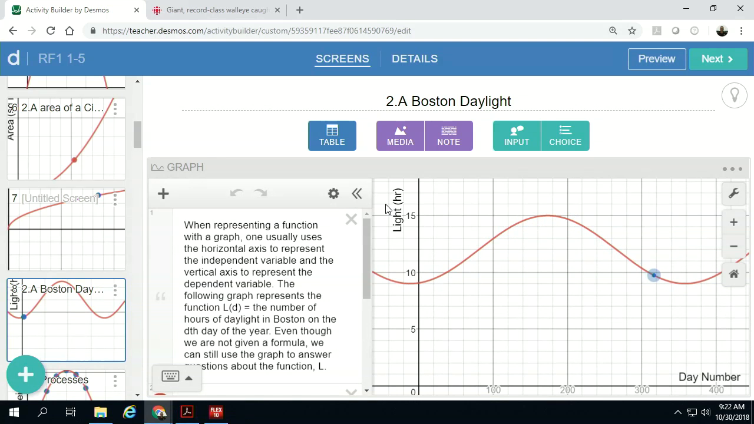Could L of D ever be negative? The amount of daylight, can it ever be a negative number? It was so dark last night, there was negative daylight. If one were to plug in lots of values for D, what's the range? Gosh, I hate that word.